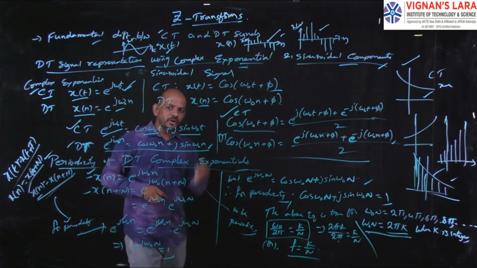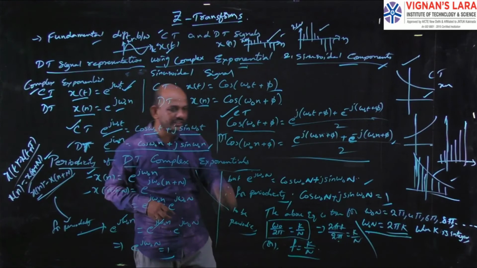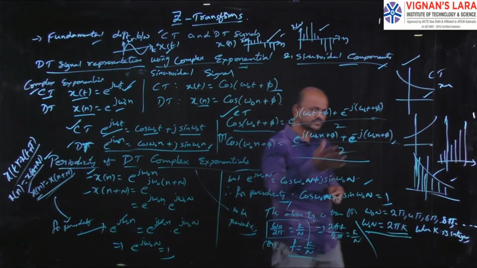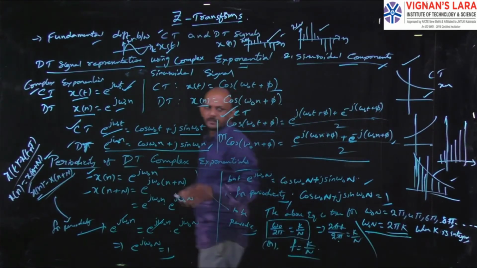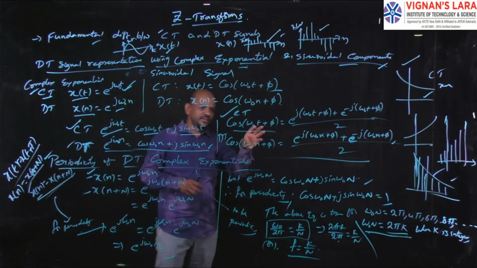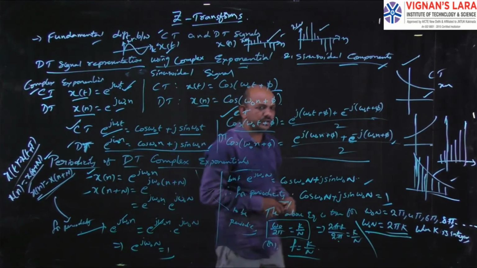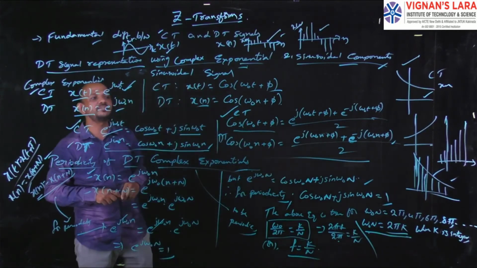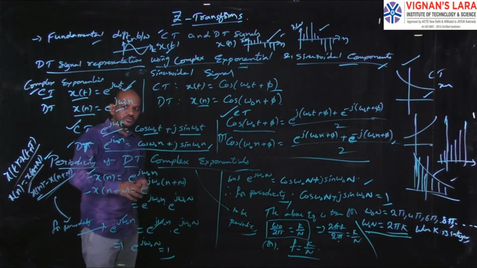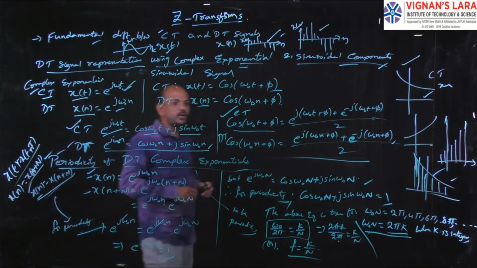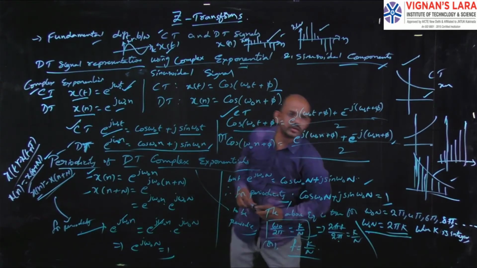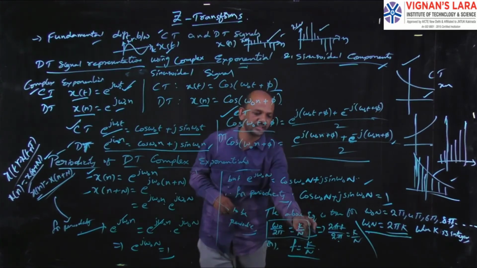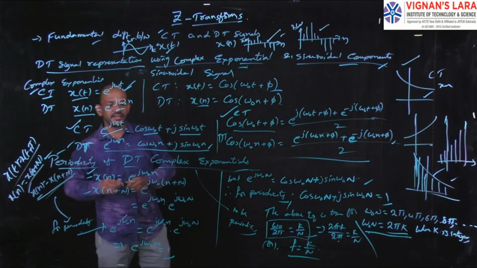If you want a discrete time complex exponential signal to be periodic, it has to satisfy the condition omega naught by 2 pi equal to k by n, where k is an integer and n is the period. Since k and n are both integers, it will be a rational number. That is, omega naught by 2 pi must be a rational number, a ratio of two integers like k by n. Clear? So this is the periodicity of the discrete time complex exponential signal. There is a condition it has to satisfy to be periodic, that is omega naught by 2 pi equal to k by n.